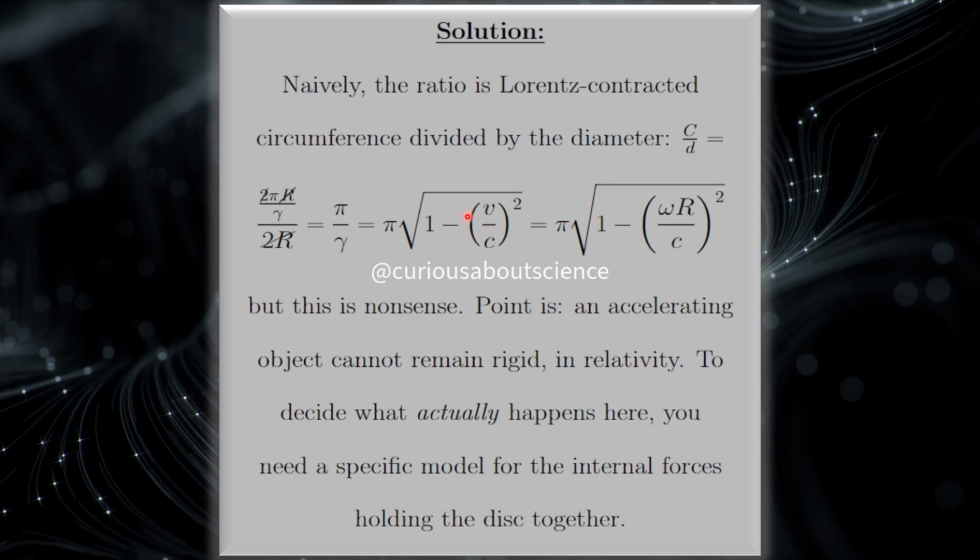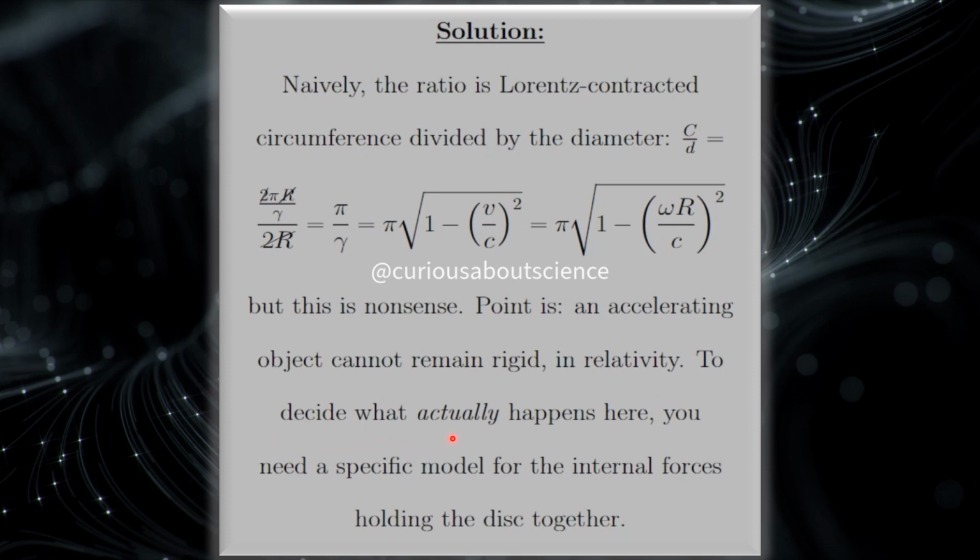square root. But we know that v is a linear velocity. We need it in terms of angular velocity, so that's omega r. So we have everything in terms of the angular velocity and the radius, but this is nonsense. How are we going to have something less than pi? The point is, an accelerating object cannot remain rigid in relativity.